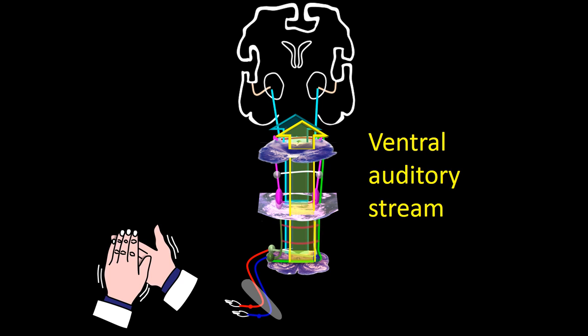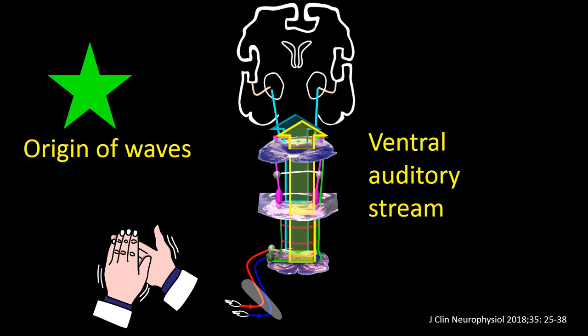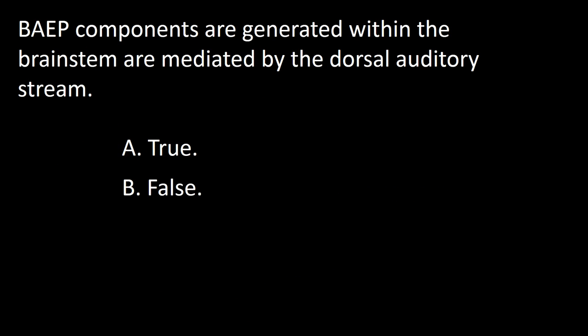and that the ventral stream, starting in the ventral cochlear nucleus, carries sound localization, and that this stream is the origin of the waves recorded by the brain auditory evoked potential. So the answer to this question is false.